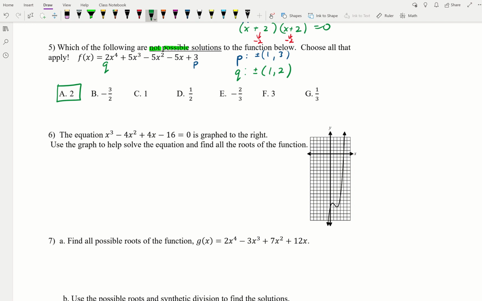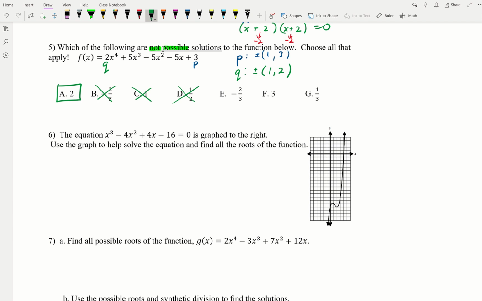Then I would check -3 over 2. Well, -3 over 2, that does work. So I eliminate that. It's not an answer. 1 is going to come from 1 divided by 1, so that is going to be a root. 1/2 is coming from 1 over 2, so that is going to work.